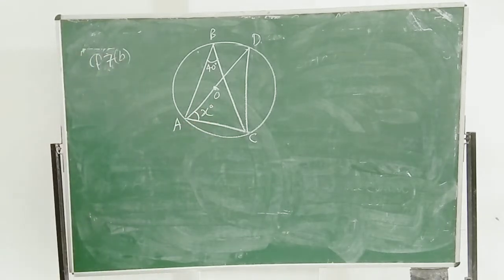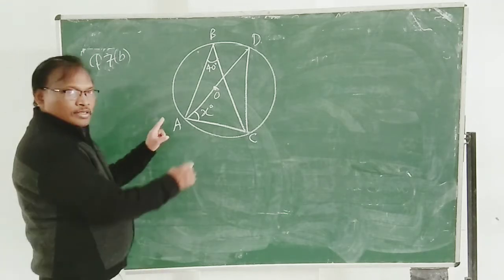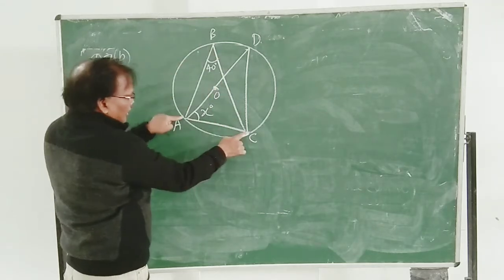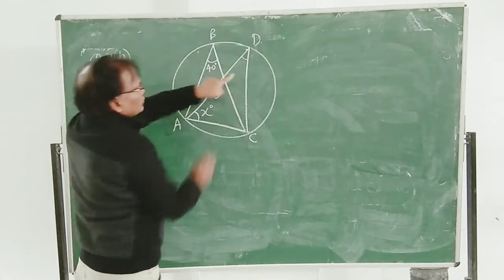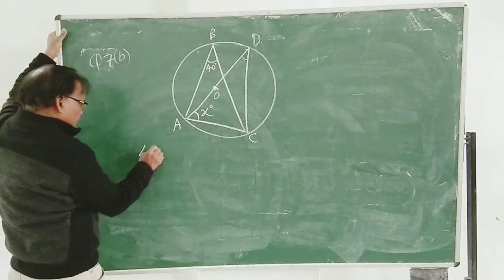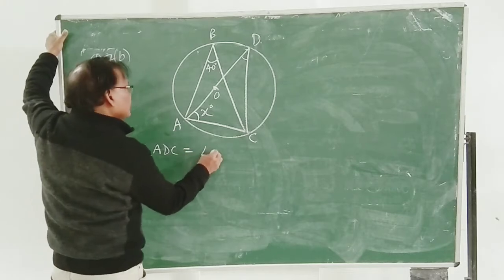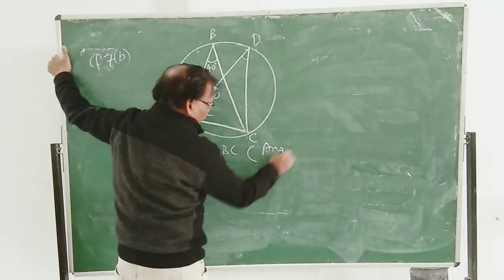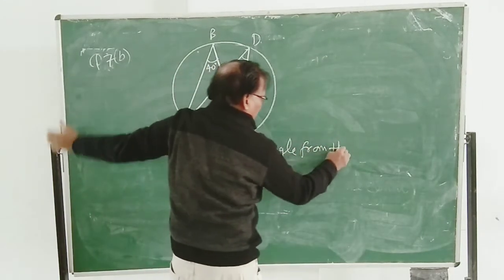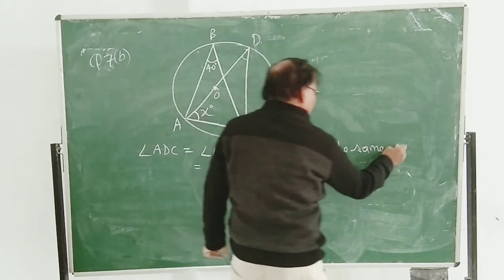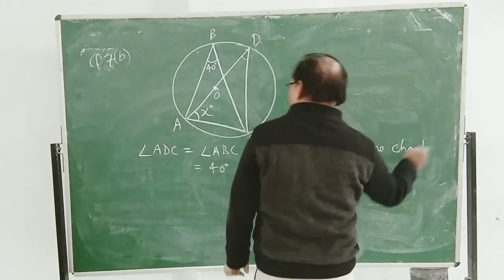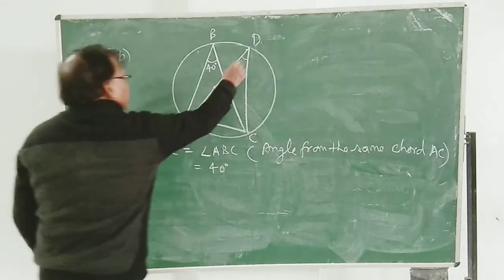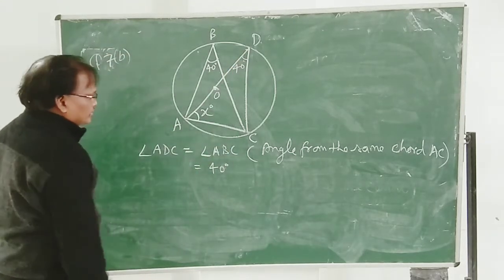So it is very easy, simple. From this chord AC, can you see this angle? It is 40 degree at B, and the same angle at D also. So it is also 40. So angle ABC is equal to 40 degree, angle from the same chord. चाहे कॉर्ड लिखे चाहे आर्क लिखे, doesn't matter. This is 40 degree. And how to find x?